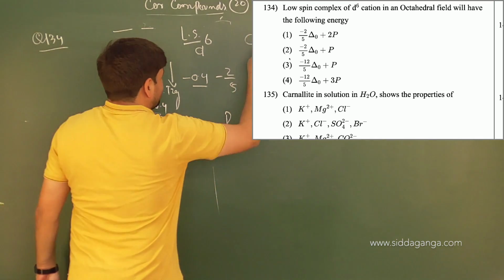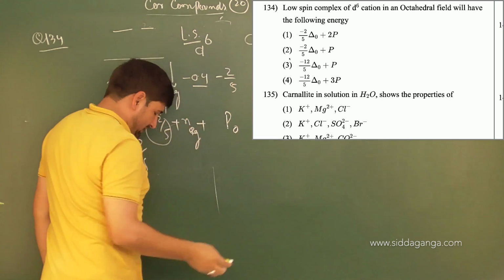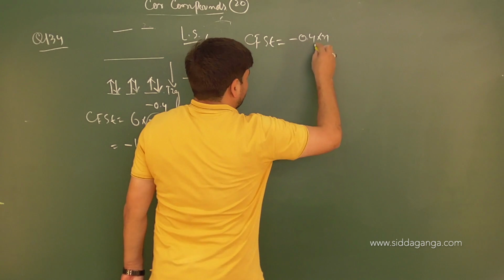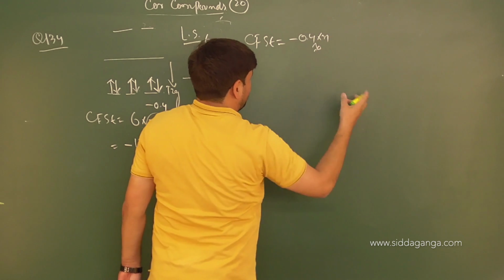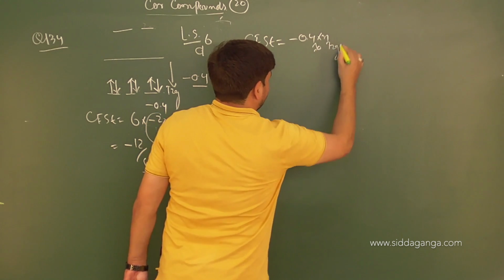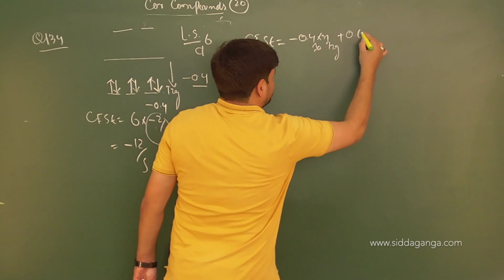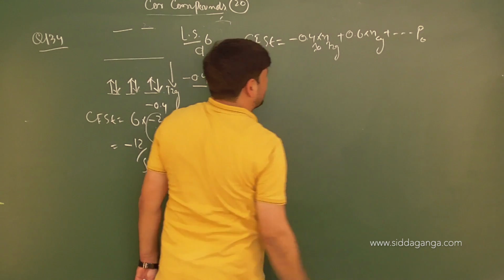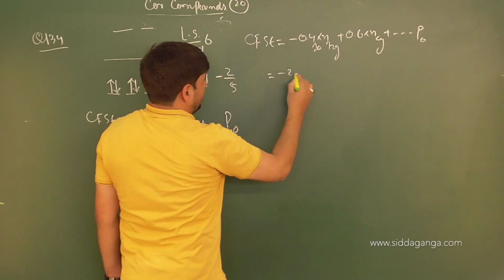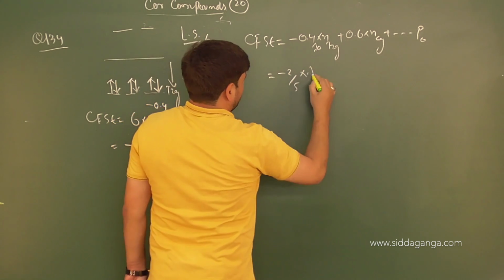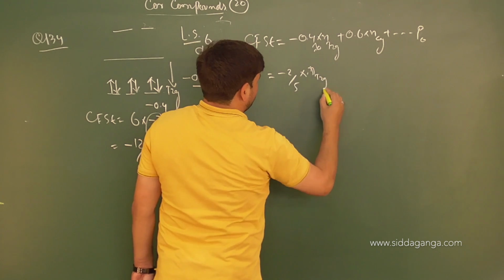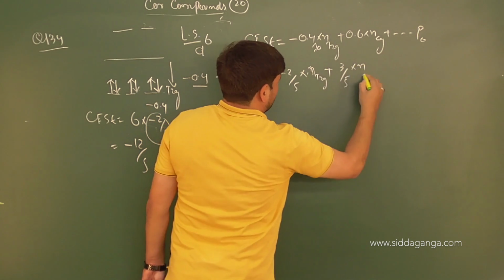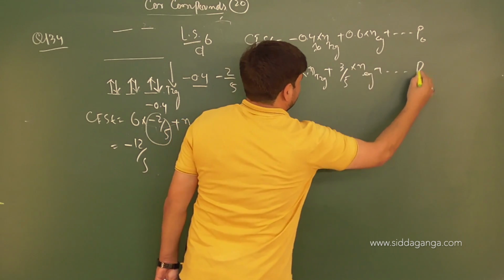Because the formula is CFSE, crystal field stabilization energy, equals minus 0.4 of delta 0 into number of electrons in T2G plus 0.6 into number of electrons in EG plus pairings in octahedral field. You can write this also as minus 2 by 5 into number of electrons in T2G plus 3 by 5 into number of electrons in EG plus pairings in octahedral field.